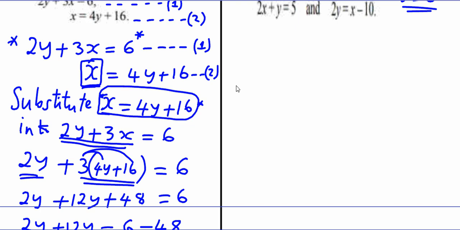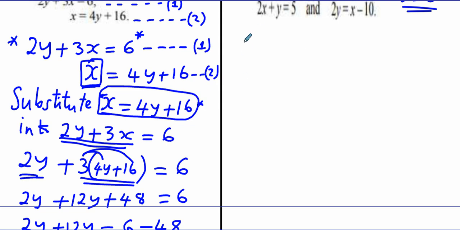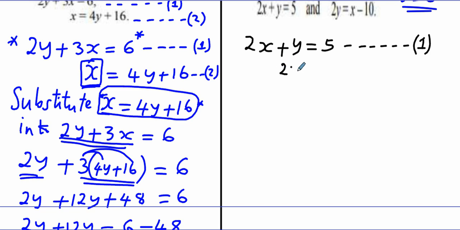This question says, okay, let us go this way. Okay, this question says 2x plus y equals 5. So we can label directly. This is equation number 1. Question number 2 is 2y equals x minus 10. This is equation number 2.